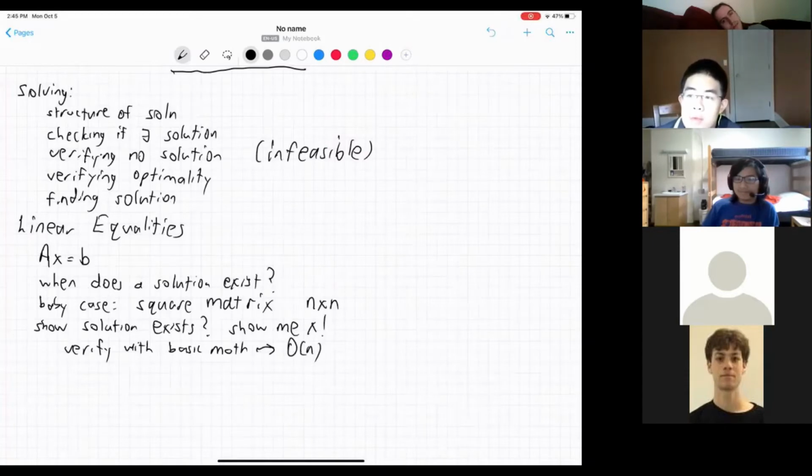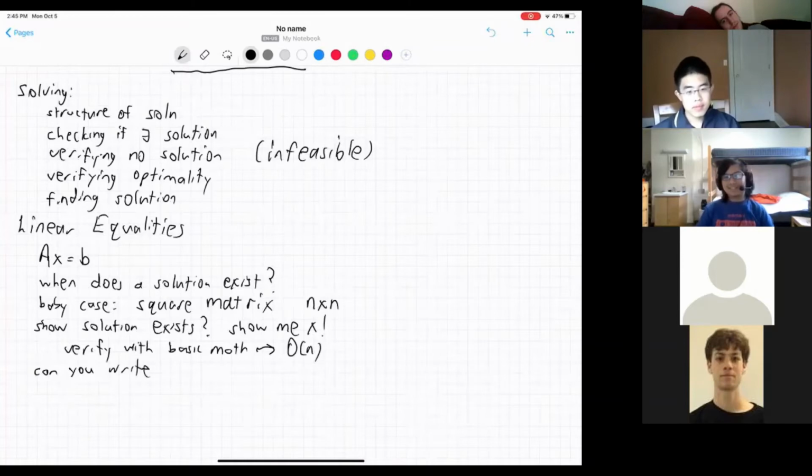But wait a minute, can you show me x? In particular, can you write x down? So now I have to be a little worried, right? Maybe there's a solution, but it's irrational, right? And so you can't actually write down that solution for me to read it and check it. So let me flag that for a moment.